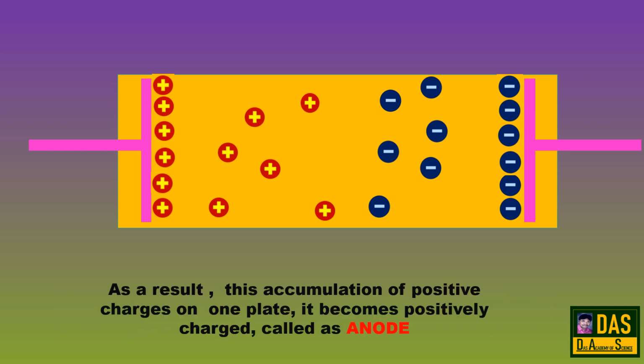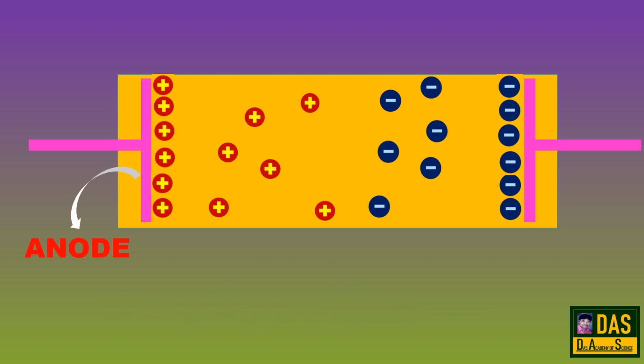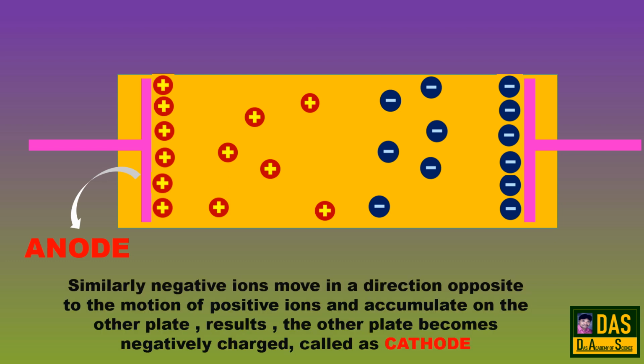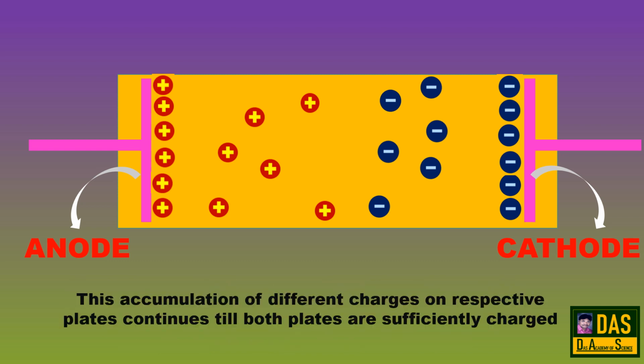As a result of this accumulation of positive charges on one plate, it becomes positively charged, called the anode. Similarly, negative ions move in a direction opposite to the motion of positive ions and accumulate on the other plate, with the result that the other plate becomes negatively charged, called the cathode. This accumulation of different charges on respective plates continues till both plates are sufficiently charged.